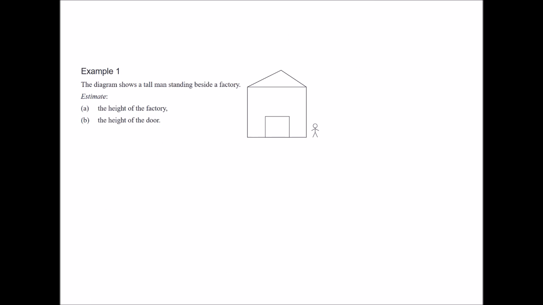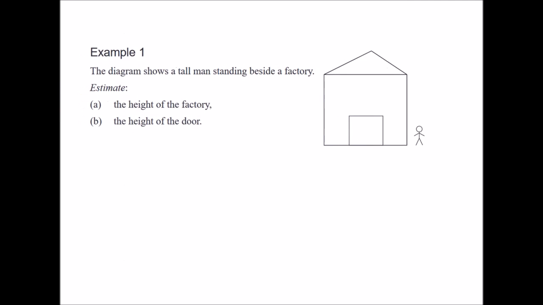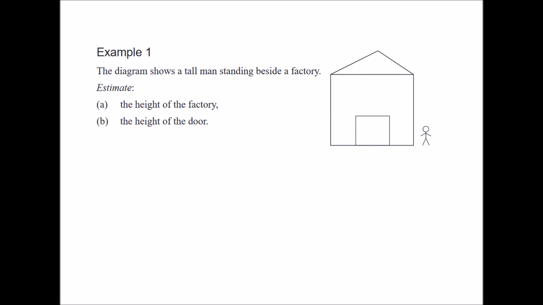Here's our first example. What we've got here is a man standing beside a factory, and we've got to estimate the height of the factory first. This should be relatively easy because we've got this guy, and in the previous box it said that a man was around about 1.8 meters tall. So really we need to see how many men are going to fit here.